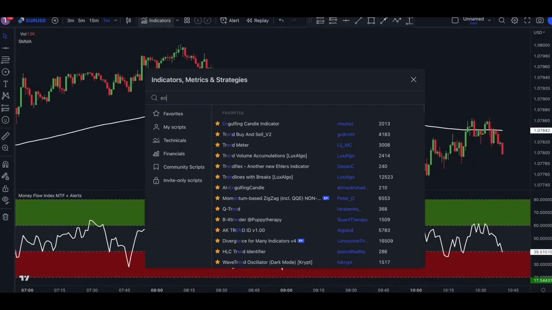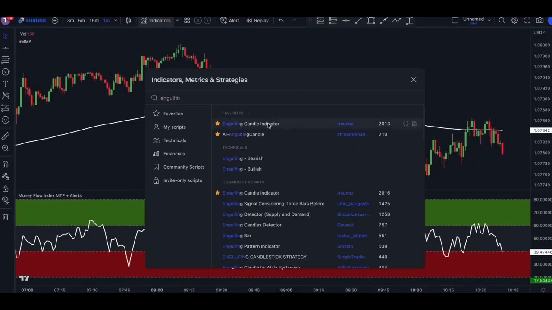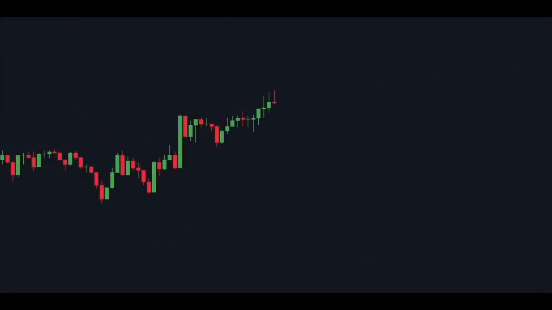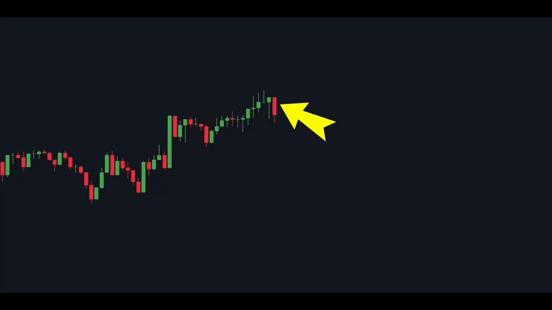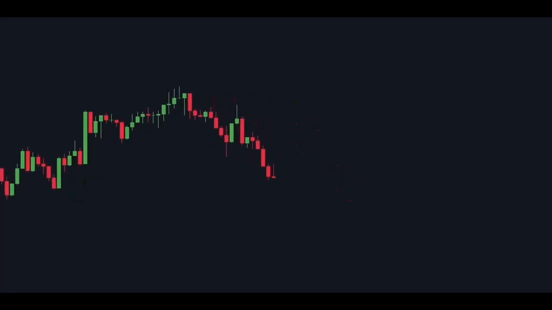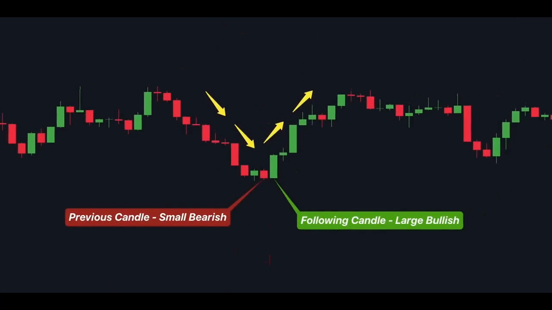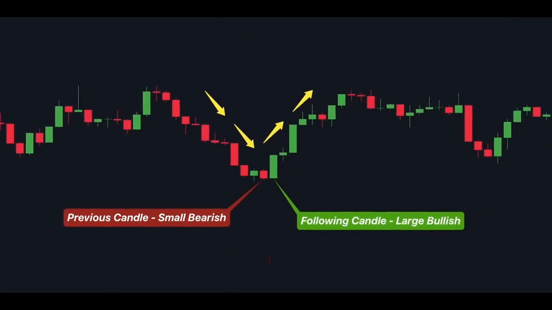Okay, so let's add the last piece of our strategy, the engulfing candle indicator. An engulfing candle is a type of pattern used in technical analysis to indicate a potential trend reversal. In financial markets, it occurs when a small candlestick is completely engulfed by the next larger candlestick. There are 2 types of engulfing patterns, bullish and bearish.